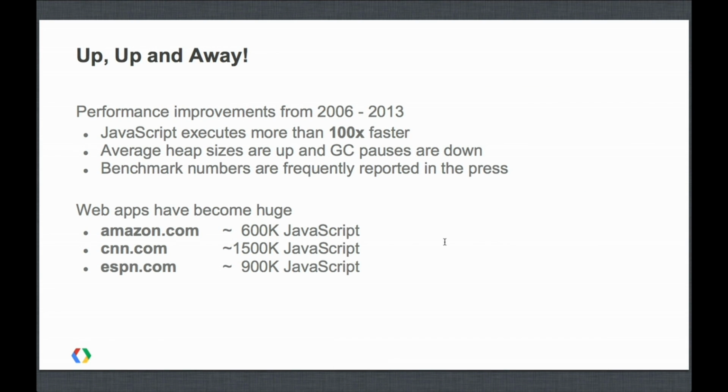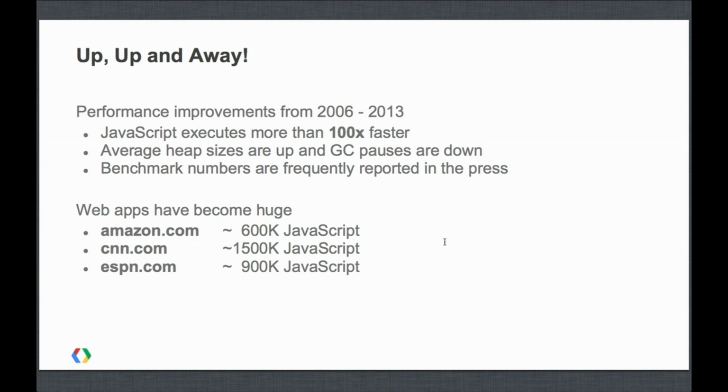So I think it's fair to conclude that the performance improvements for JavaScript over the last 8 years have been pretty impressive. JavaScript itself executes 100 times faster than it did before, at least. And we see people being able to write applications that use way bigger object heaps, and the GC pauses are even lower than they were at that point. Another key thing for us as compiler and VM engineers is that people pay attention now to the performance of web apps. And it's very, very common to see benchmark numbers reported in the press. So there's a nice friendly competition going on to improve the web platform performance.